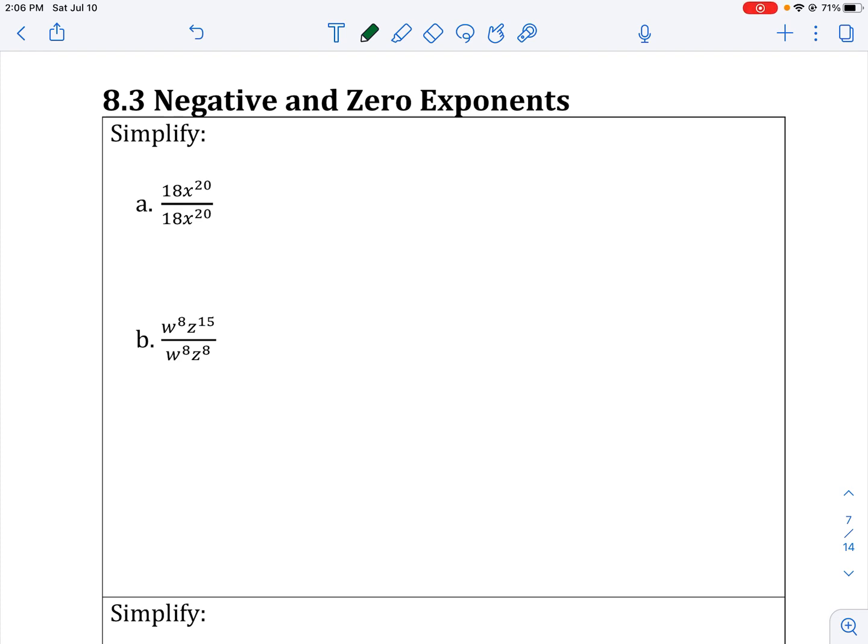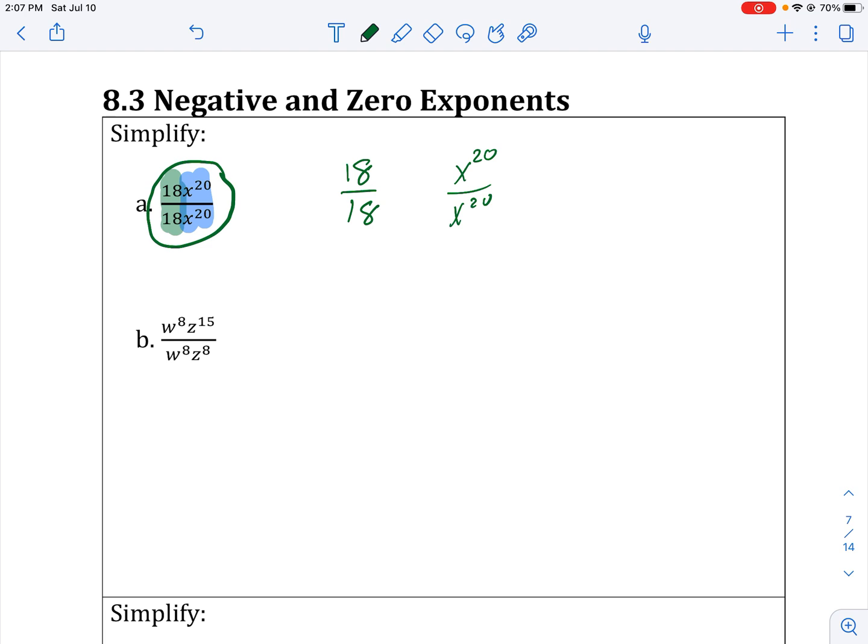All right, this lesson we are going to talk about what we do with negative and zero exponents. Let's begin. First, when we see something like this, we want to split everything up. Split them up so that we have like base over like base. So, 18 over 18, x to the 20th over x to the 20th.